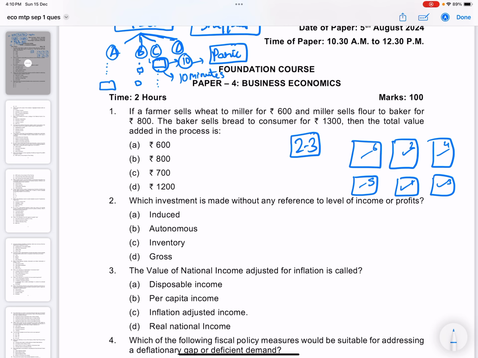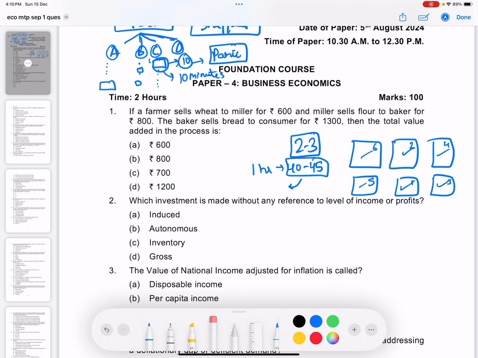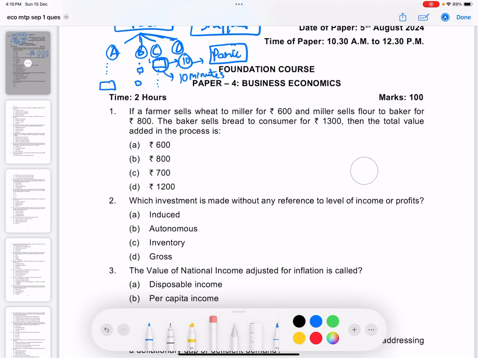Even in 1 hour, if you are able to complete 40 to 45 questions, and these are the easier questions, it would make sense because you would get a decent score for sure. One of the approaches is this, and the other approach is you can start with the topics you are comfortable with. Suppose you're talking about public finance or macroeconomics, or numericals of micro.